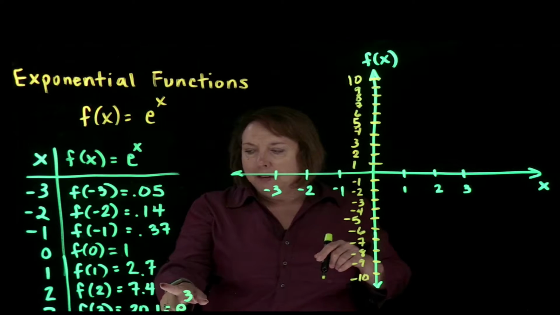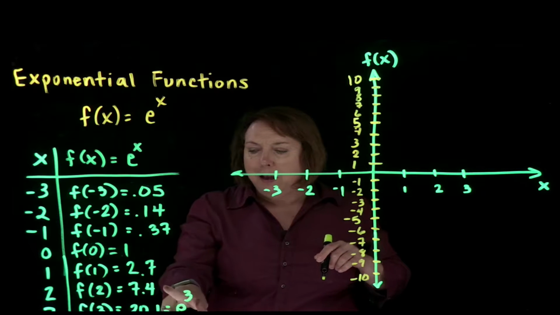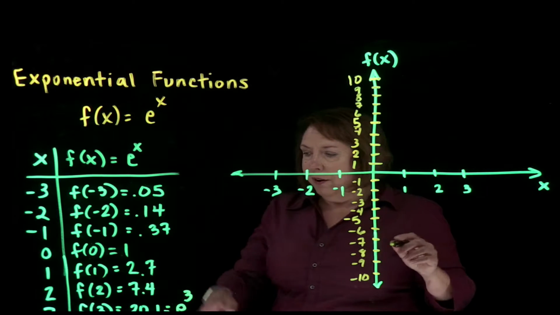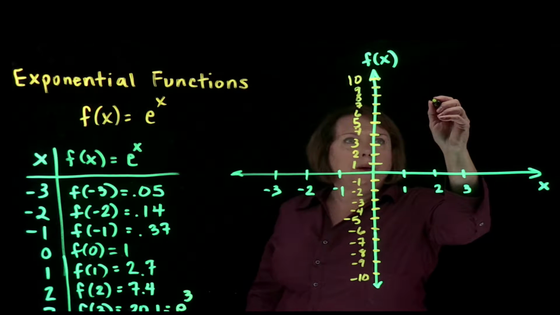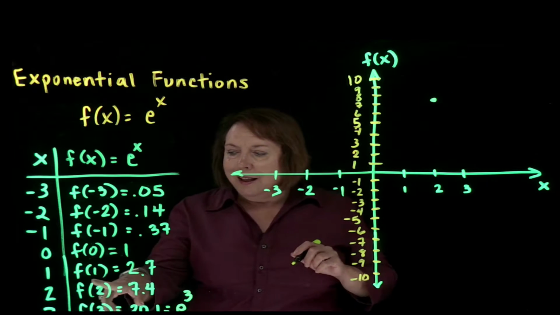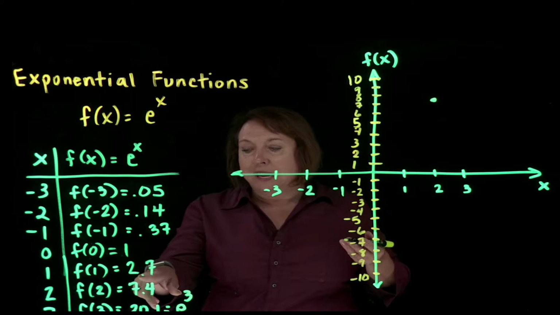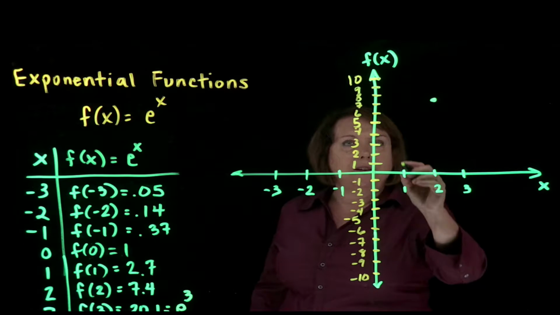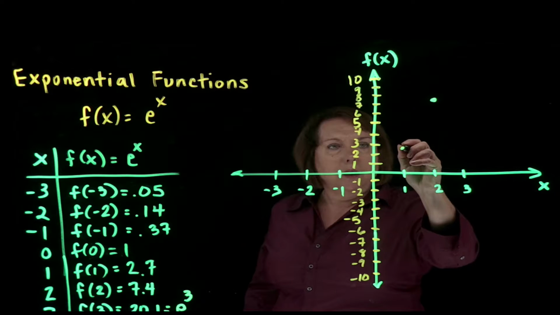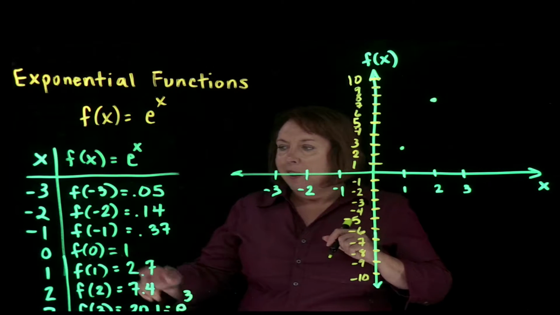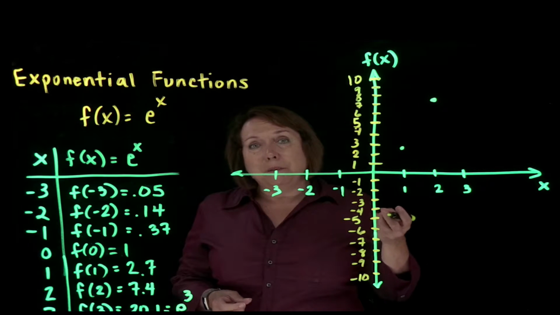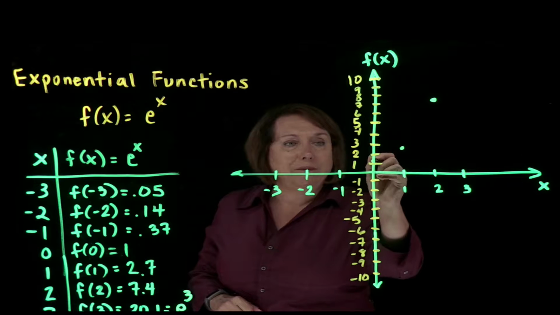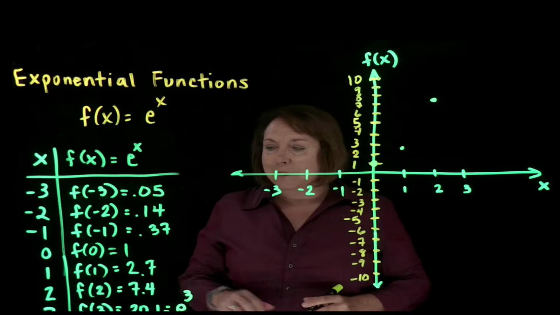The next one, though, e squared, e to the second power, is about 7.4, and that's for x equals 2. So x is 2 here. F of x will be about 7.4, about right there. F of 1, e to the first, or e, our Euler's number, is 2.7. So about right there. F of 0, e to the 0, like any base raised to the 0 power, is going to be equal to 1. And there it is right there.